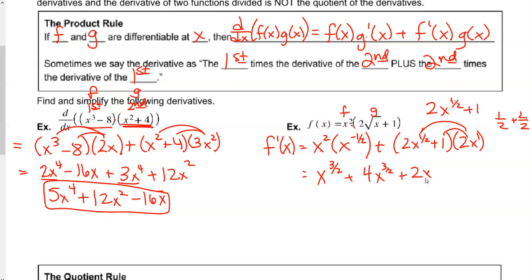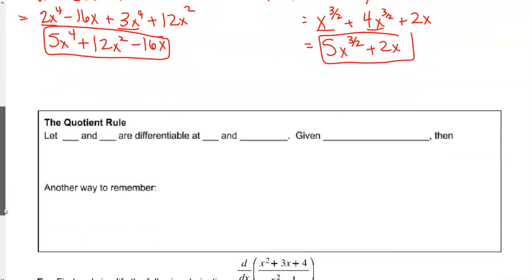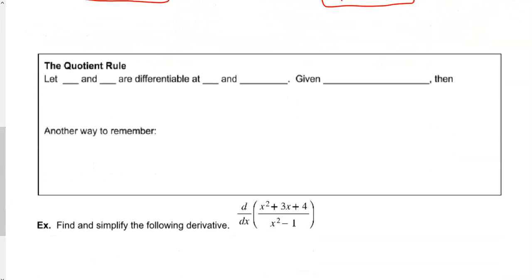Now notice I do have common terms here, so I can actually put this and this together. Therefore, my final answer would be 5x to the 3 halves plus 2x. And that is perfectly okay to leave as the derivative. Don't worry about simplifying that into radicals. When we get to this point in calculus or in higher math, then we are working with fractional exponents versus a radical. Okay, so that's the product rule. Again, the derivative of two products is not the product of two derivatives, okay? So you cannot just take the derivative of one and multiply it by the derivative of the next, okay?